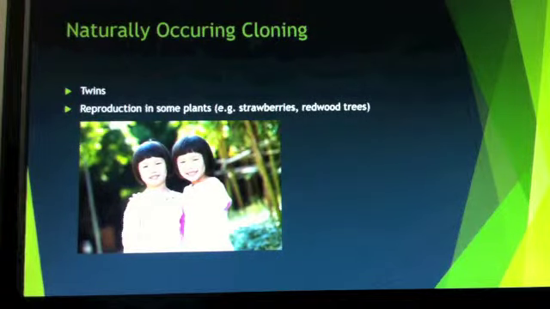Now to naturally occurring cloning. The most common naturally occurring cloning as we know it is twins. But also in plants and botany there is some naturally occurring cloning, with reproduction in strawberries and redwood trees.